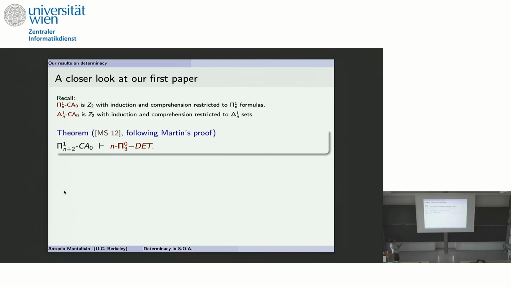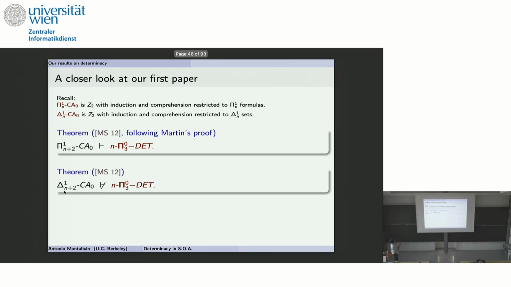following Martin's proof, we show that this determinacy can be proved in pi 1-(n+2) comprehension. The hardest part of the proof is to read Martin's proof from the book and then to figure out that everything works. But more than figuring out that everything works is to understand the original proof. And then, okay, there are a few things you have to be careful about here and there. So that's essentially Martin's. We didn't do that much.